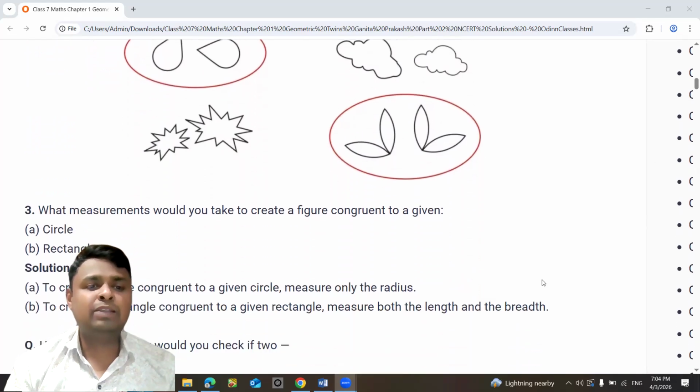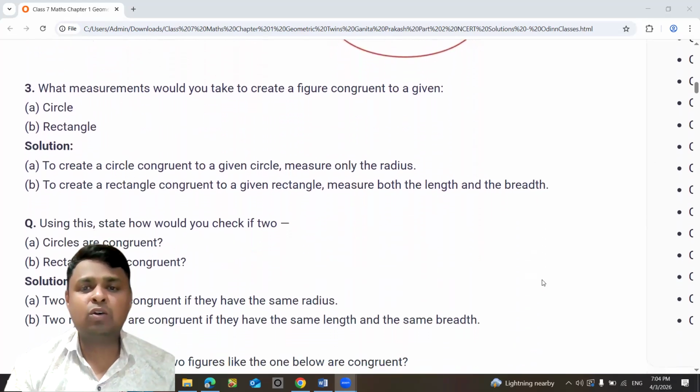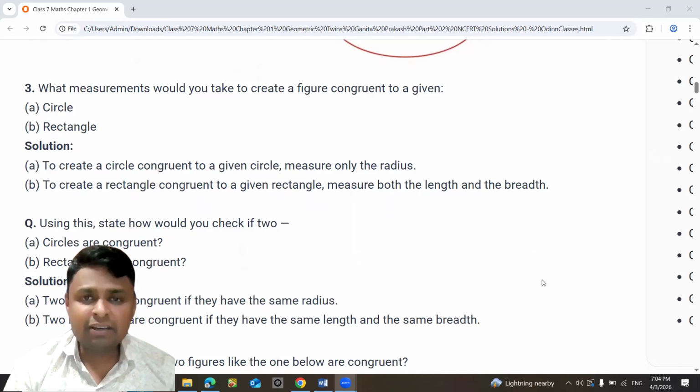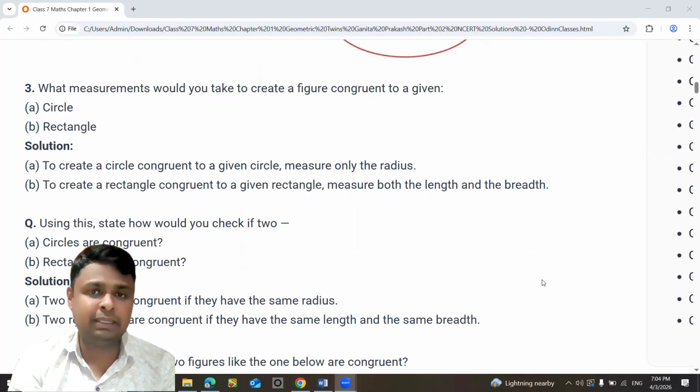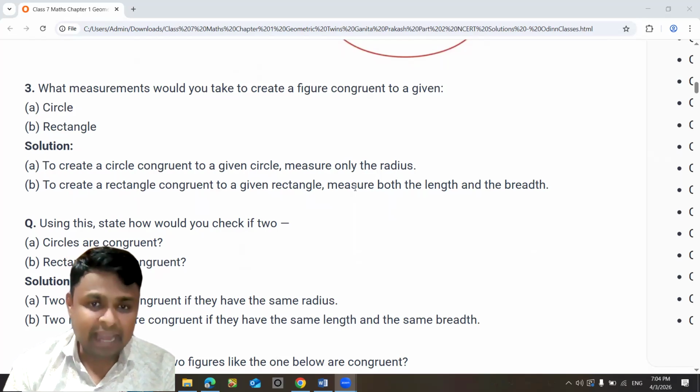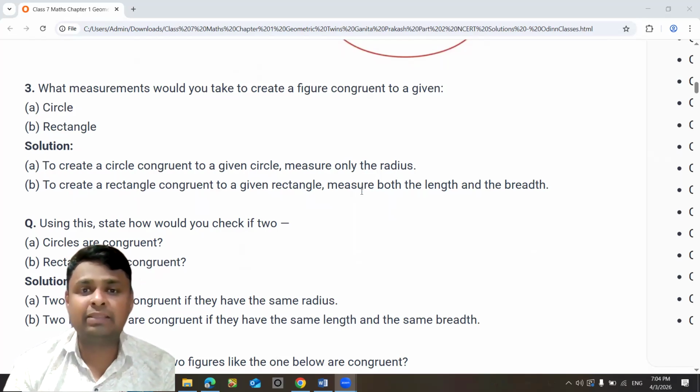Now, what measurements would you take to create a figure congruent to the given circle? Okay. So a circle and a rectangle. If you are given a circle, what are you going to do? You're going to use the radius, because the radius decides how big the circle can be. If the radii are equal, then we can say that the two circles are congruent. So solution: to create a circle congruent to the given circle, measure only the radius. And to create a rectangle, you have to measure both length and breadth.